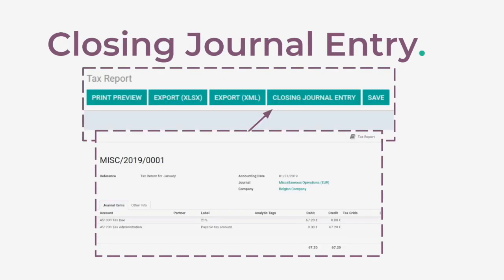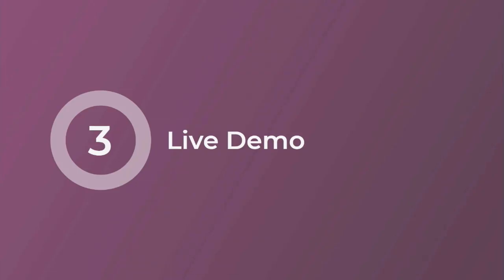So now on the tax report, it hasn't changed too much in the last couple of versions, but now you have the easy export, the print review, of course, and the closing journal entry. Doing so will automatically generate the corresponding journal entry that you need to hit when it comes to paying the taxes that you owe at the end of the year or period. So we'll dive into it a little bit more to show you how this works.